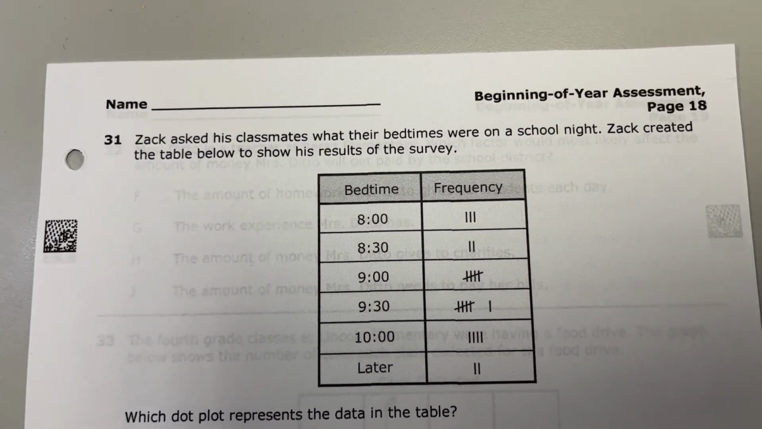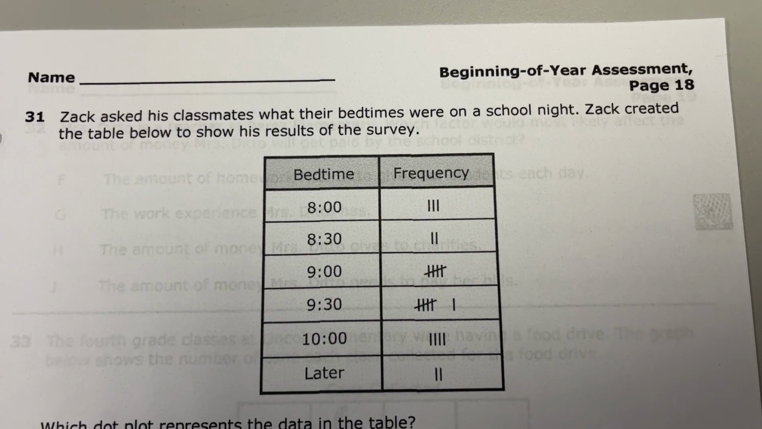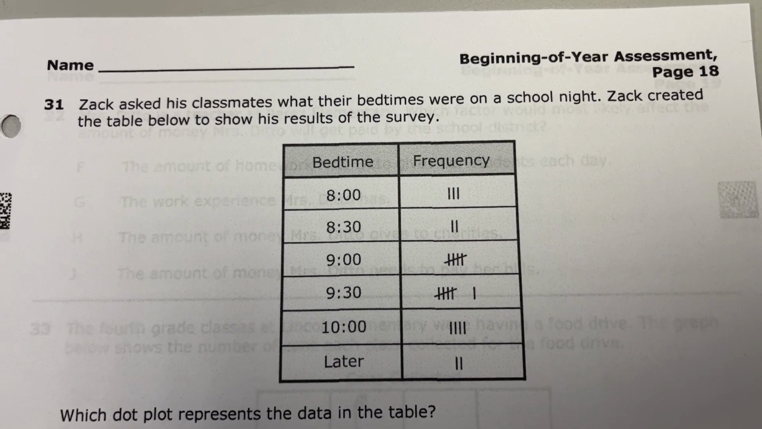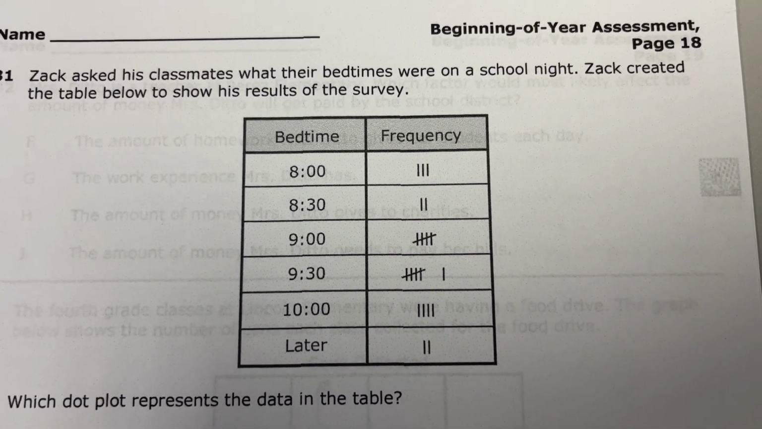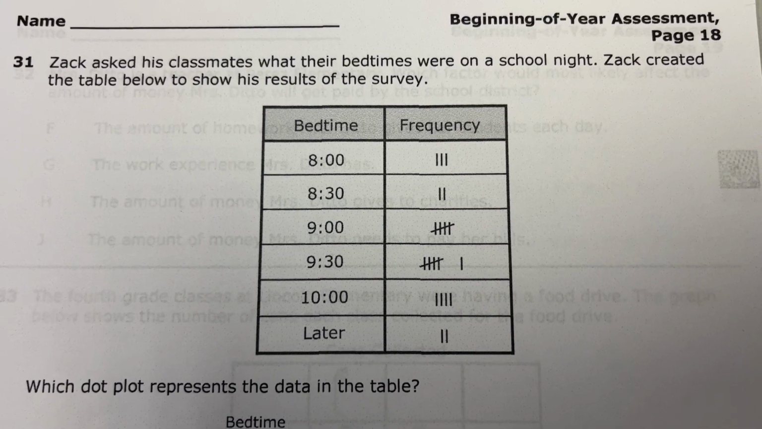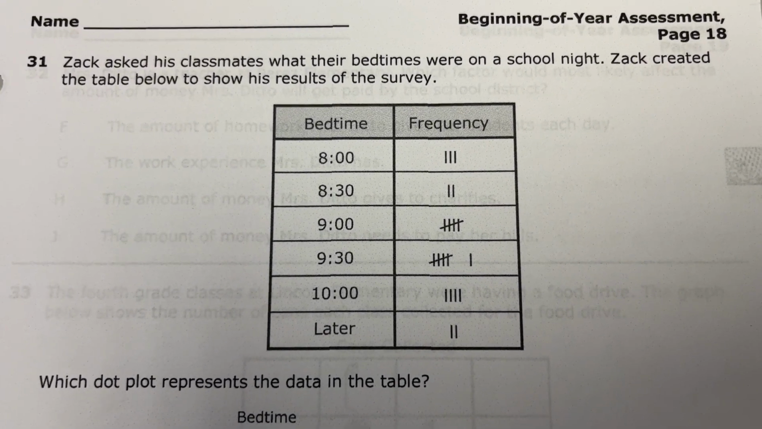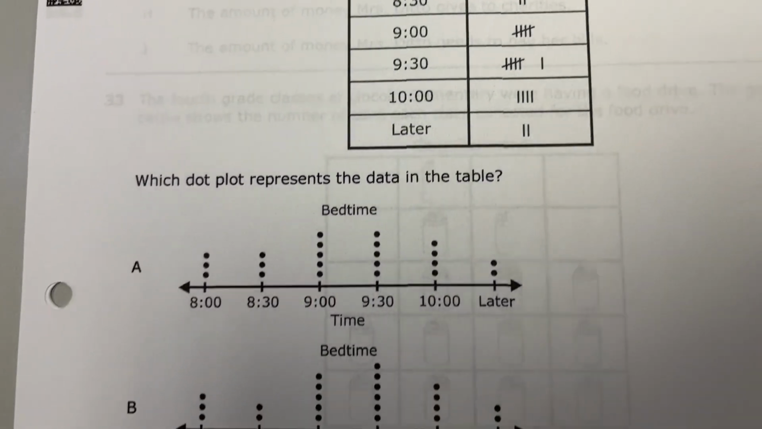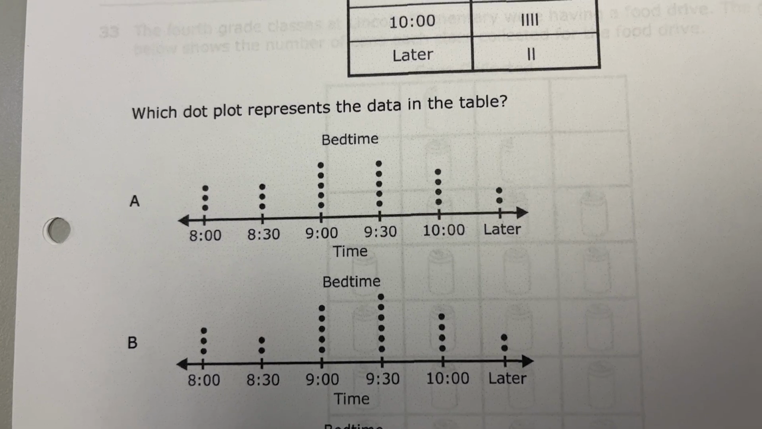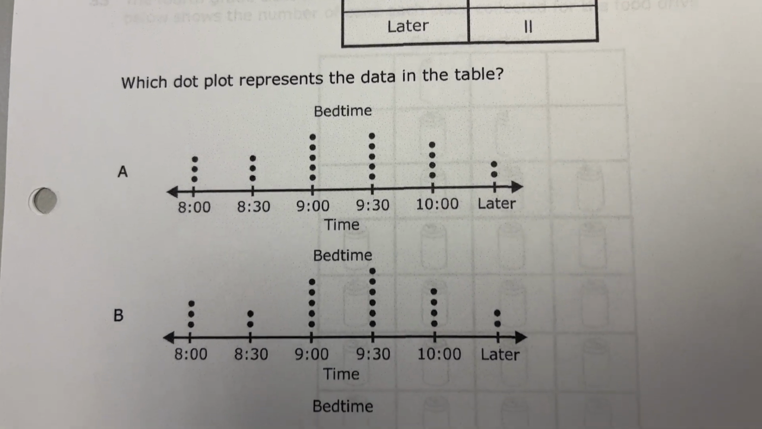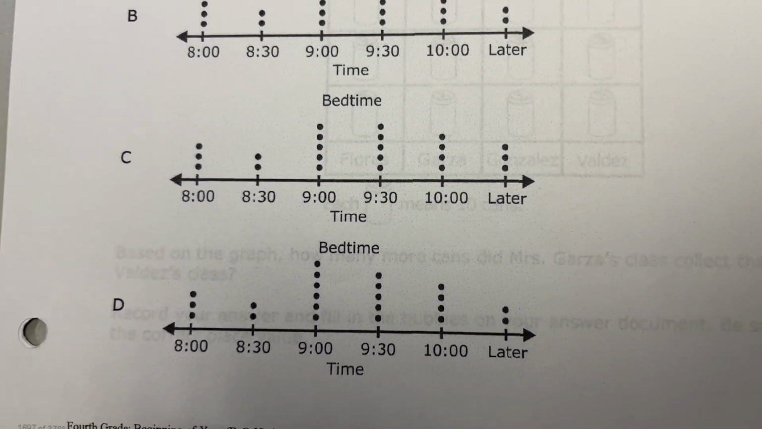Number 31. Zach asked his classmates what their bedtimes were on a school night. Zach created a table below to show the results of the survey. Bedtime: 8 o'clock, 8:30, 9 o'clock, 9:30, 10 o'clock, later. Frequency. Which dot plot represents the data in the table? A, B, C, or D?